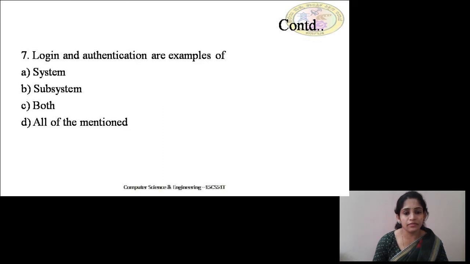Question number 7. Login and authentication are examples of, Option A, system, Option B, subsystem, Option C, both, Option D, all of the mentioned. We know it contains a subsystem, system, or both. So the suitable answer for question 7 is option C, both.